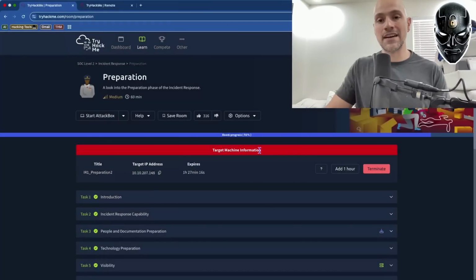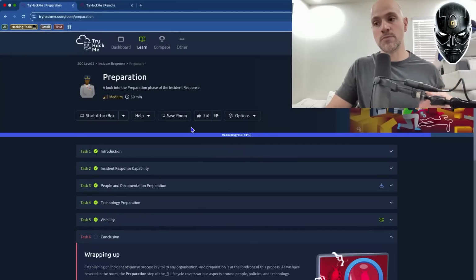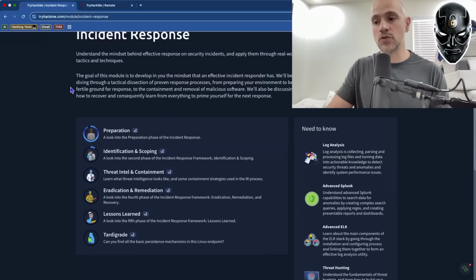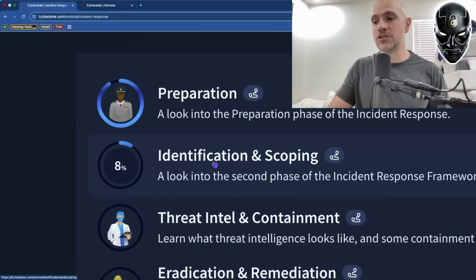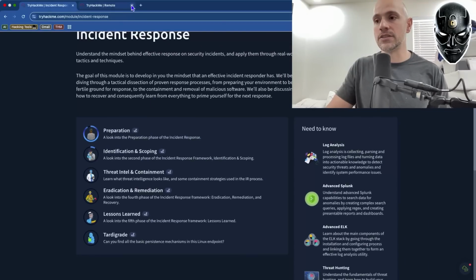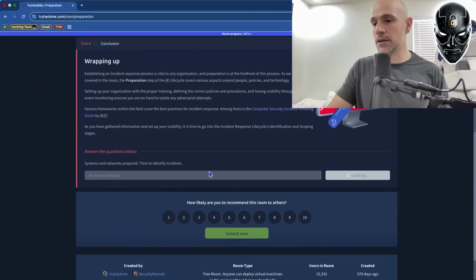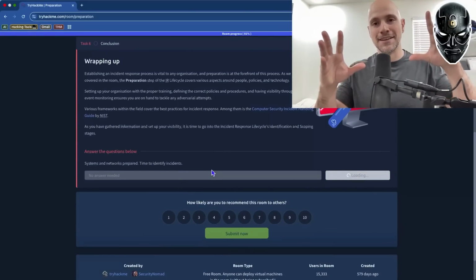Now that we have taken care of that, we can actually move on to the next phase of the incident response cycle, which is going to be in the next video: identification and scoping. But apart from that, we are officially done. I'm going to click complete on this thing right here, and we're going to have our little success pop up, and that's pretty much it.